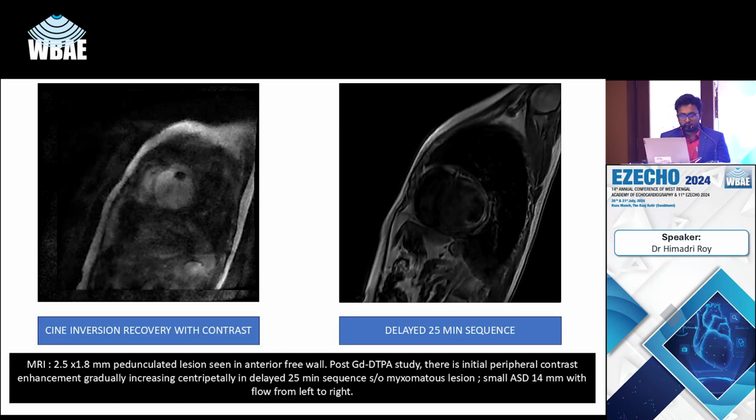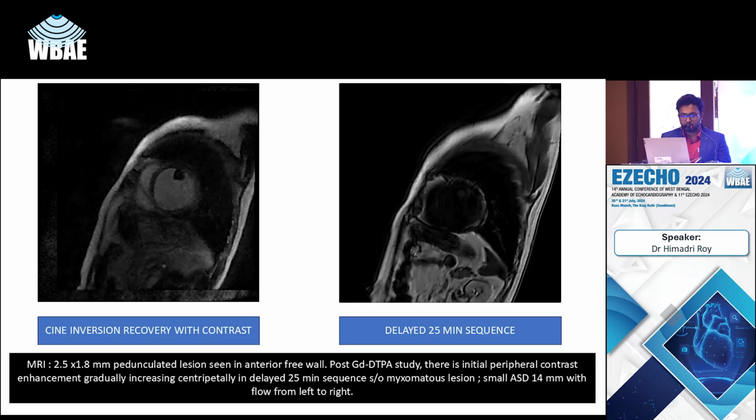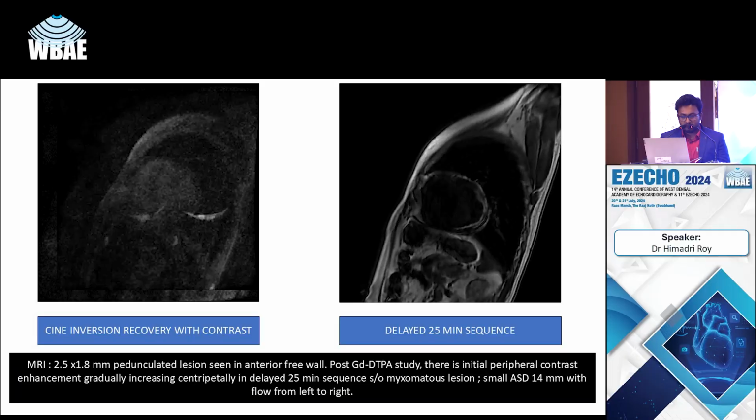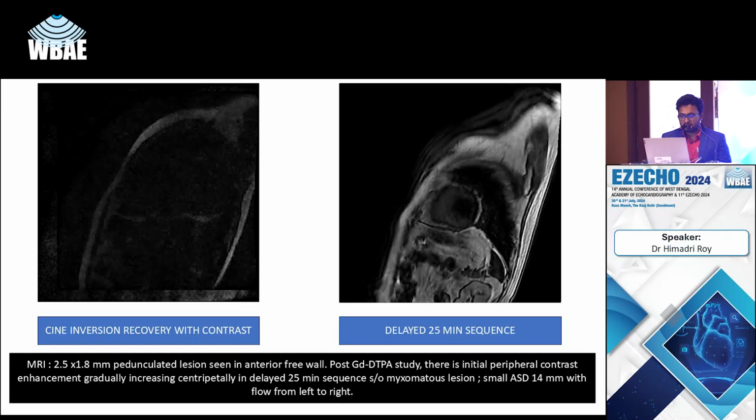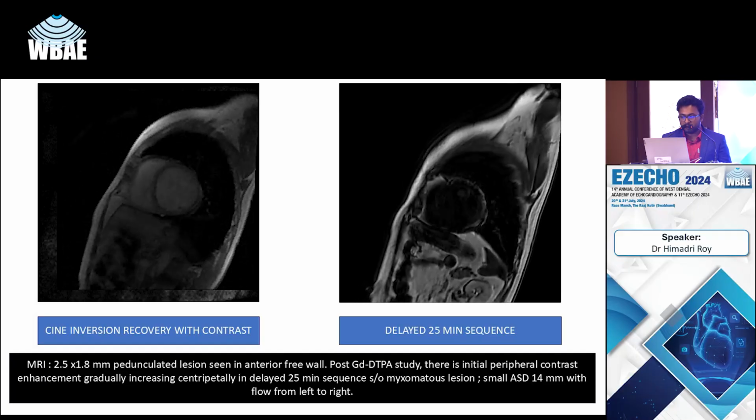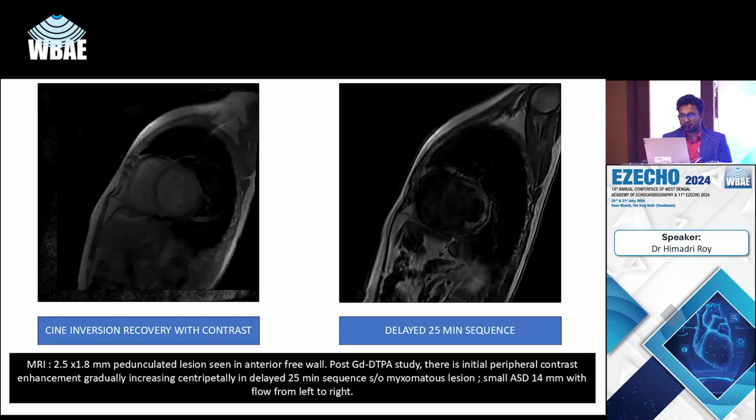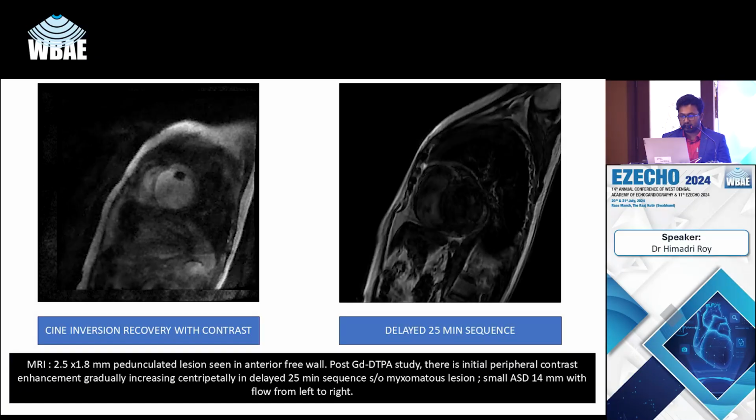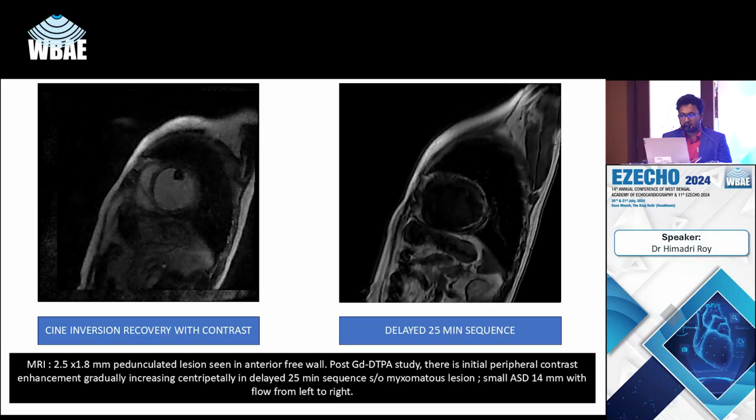And the MRI was reported, and we discussed with the radio diagnosis department. It was reported as a 2.5 into 1.8 centimeter pedunculated lesion in the anterior free wall. In the post gadolinium DTPA study, there was initial peripheral contrast enhancement, gradually increasing centripetally in the delayed 25 minute sequence, suggestive of a myxomatous lesion, and a small ASD of 14 millimeter with flow from left to right was also visible.